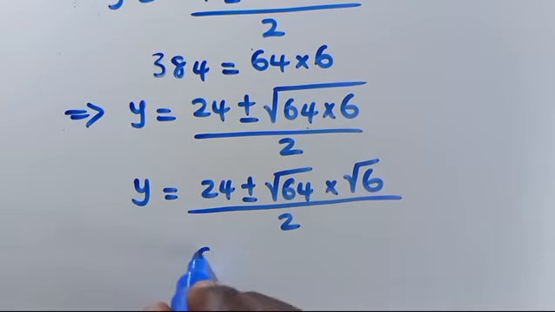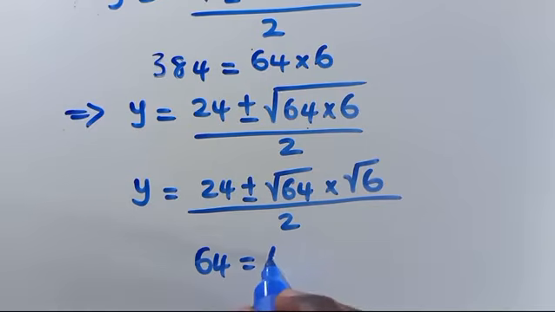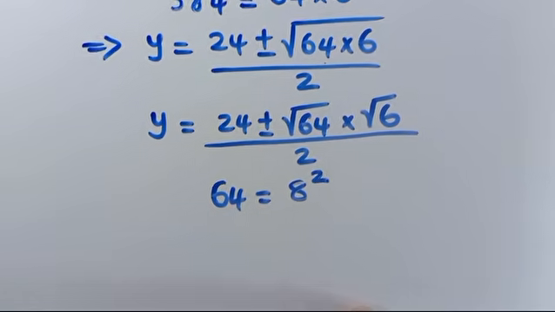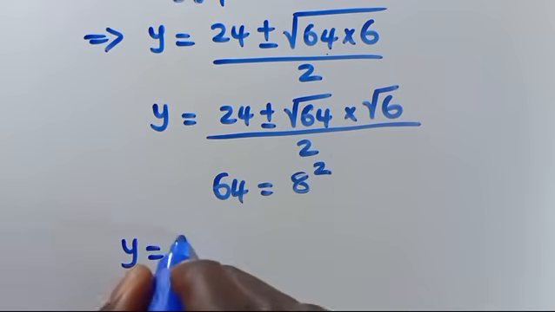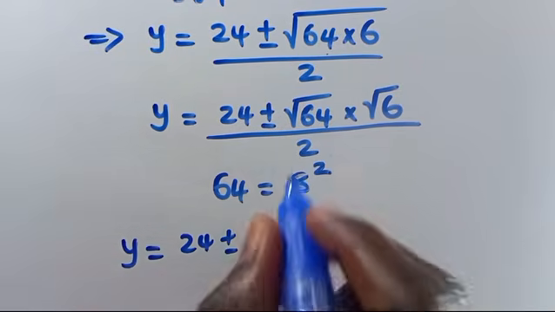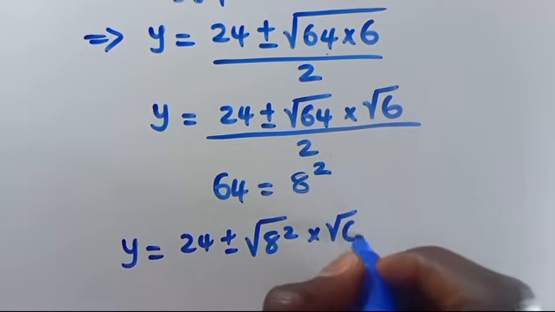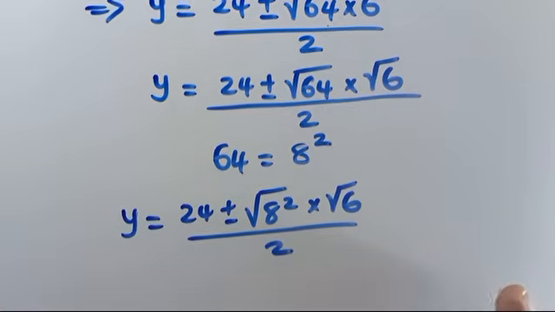Now, mind you, 64 we can have as 4 to the power of 3, or we have it as 8 to the power of 2. So we have y equals 24, and this will be the square root of 8 squared times 6, over 2.